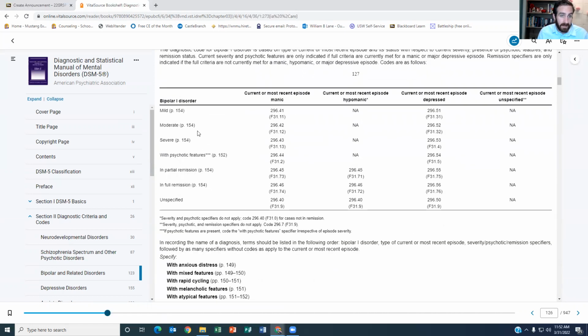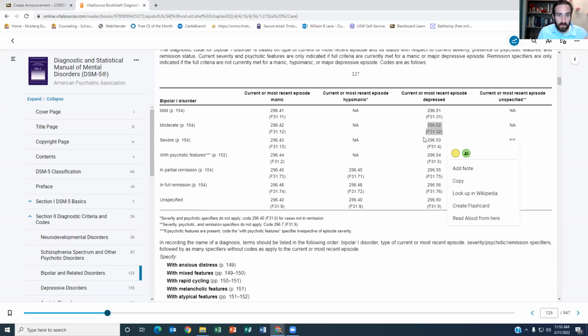So let's say the client had 5 of them. So we'd probably say it's probably moderate. Now we also need to decipher: was the current or most recent episode manic, or was the current or most recent episode depressed? If it was manic, then these are the codes you would use for bipolar 1 disorder. If it was depressed, then these are the codes that you would use.